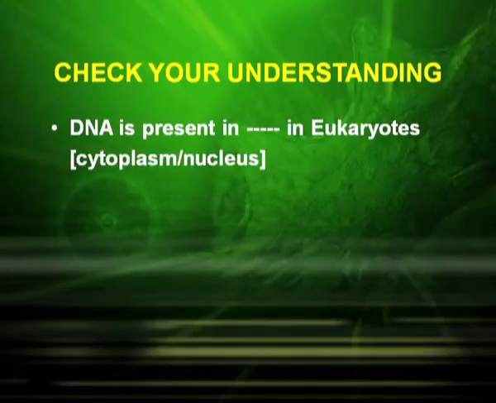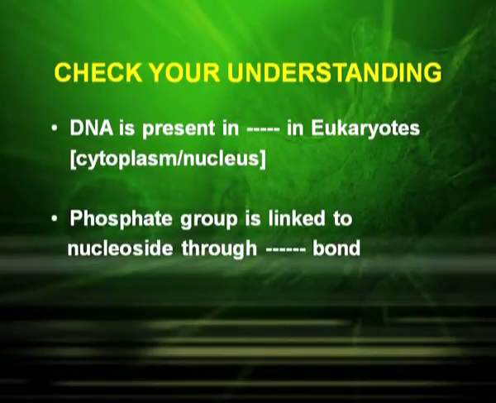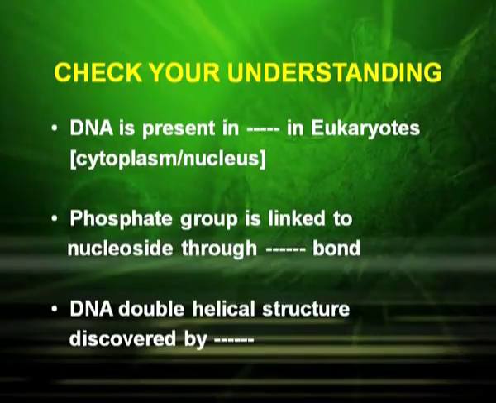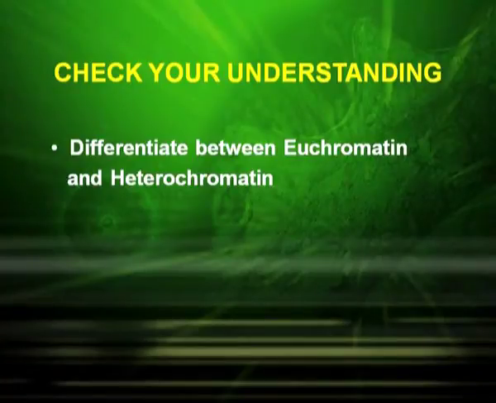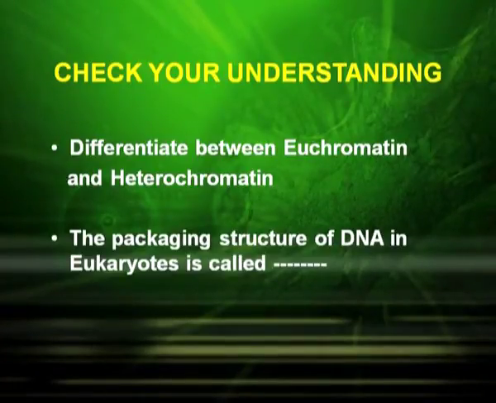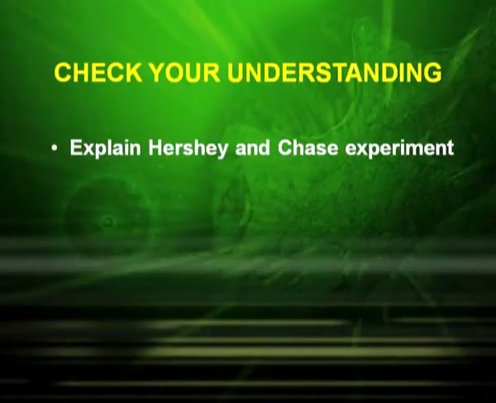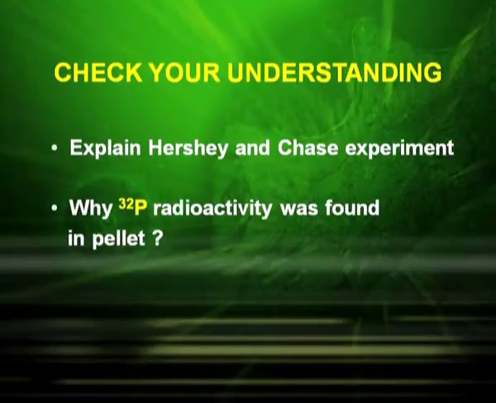The DNA is present in eukaryotes in two options, the cytoplasm or the nucleus. The phosphate group is linked to nucleoside through which bond? DNA double helical structure was discovered by whom? Differentiate between euchromatin and heterochromatin. The packaging structure of DNA in eukaryotes is called what? Explain the Hershey and Chase experiment. And the last question, why was P32 radioactivity found in the pellet?